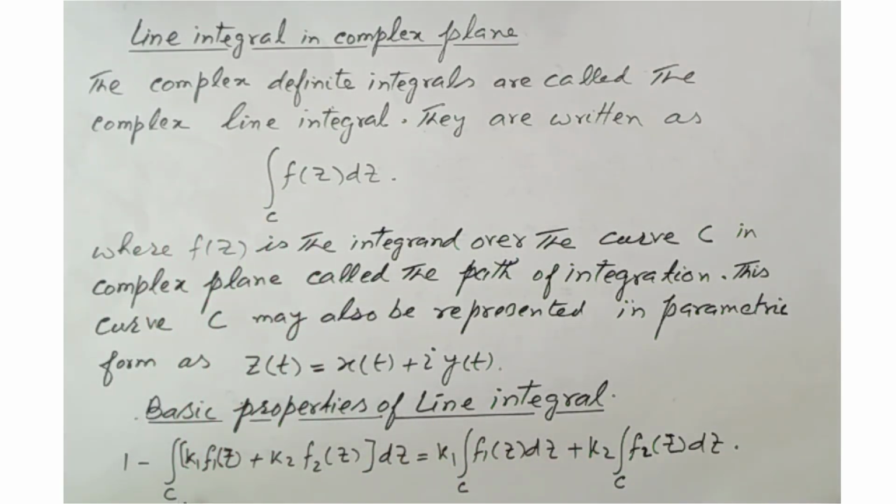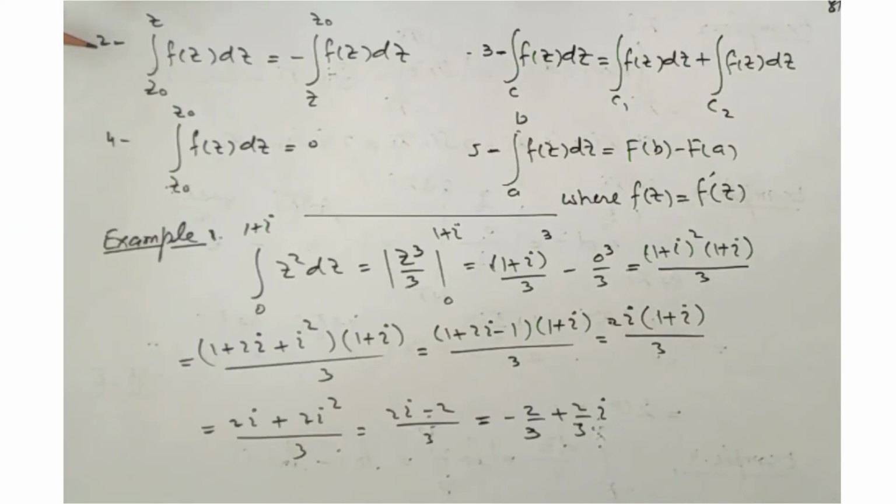First property: integral over c of k1 f1 of z plus k2 f2 of z into dz equals k1 integral over c of f1 of z dz plus k2 integral over c of f2 of z dz. Second property: integral z naught to z of f of z dz is minus integral z to z naught of f of z dz. If we interchange these limits, the sign will be negative.